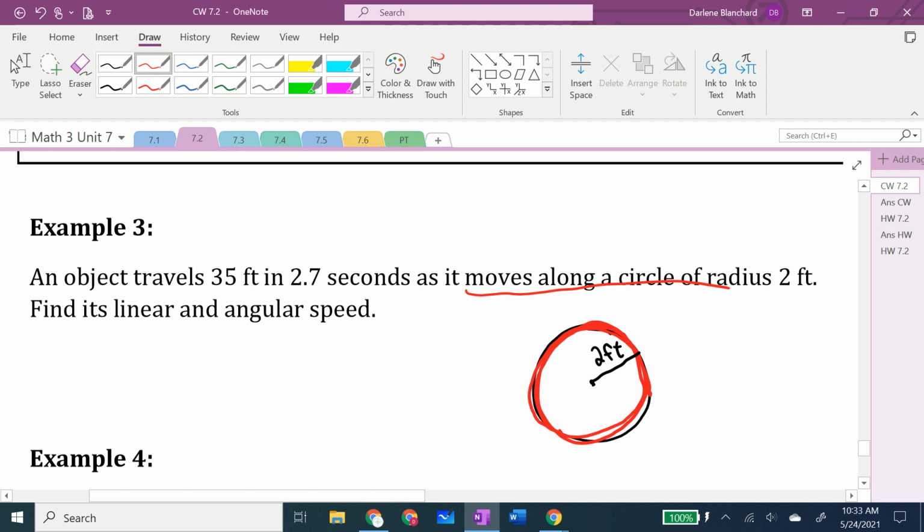But by knowing that it travels 35 feet along a circle with a radius of 2 feet, and we are given how much time it takes, you can find either the linear or the angular speed first. Which one seems like it would be easier to do? The linear speed is looking at its actual speed as it is going along the circle.